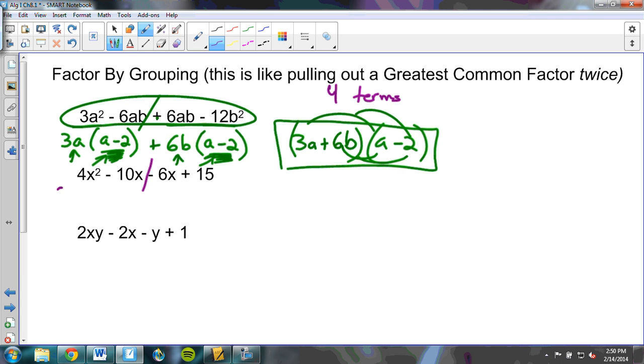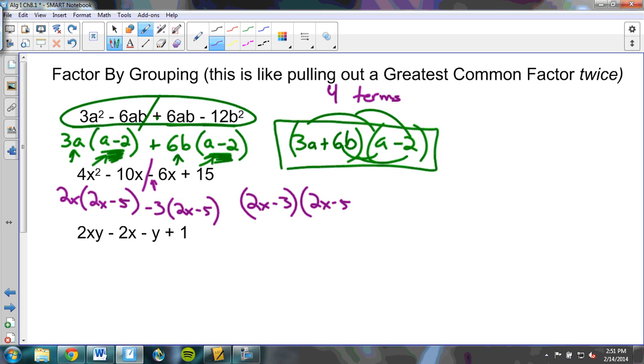Cut it in half. I can pull out a 2x, and I have 2x minus 5. I can pull out a negative, because that negative there, I pull out a negative 3, and I'm left with 2x minus 5. So this factors into 2x minus 3 times 2x minus 5.